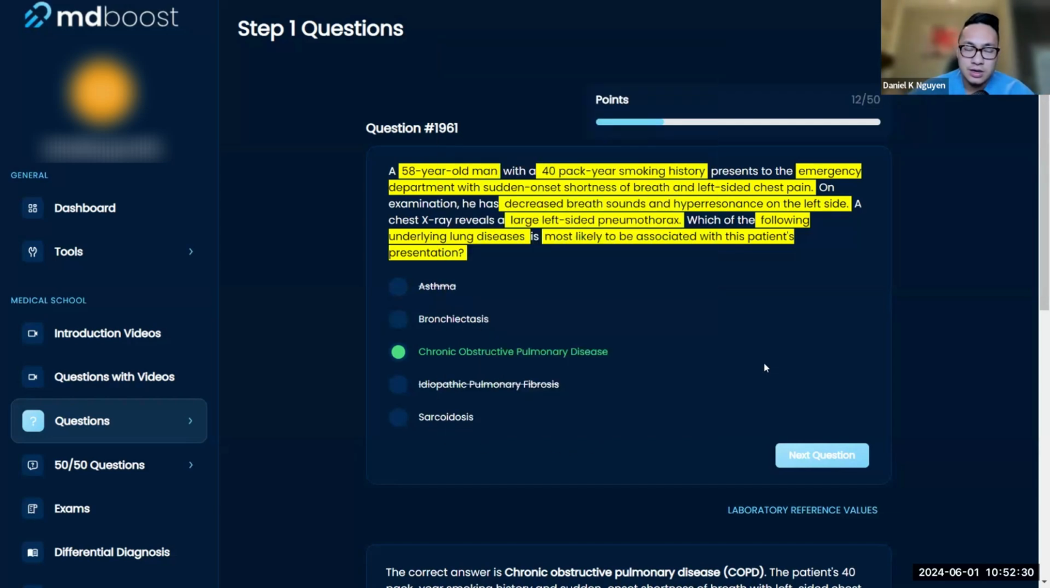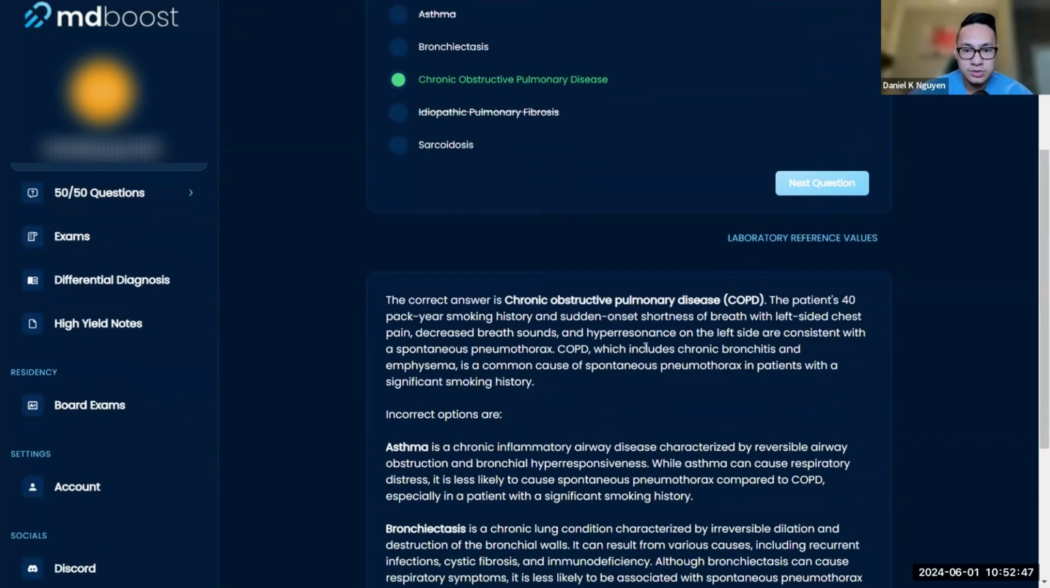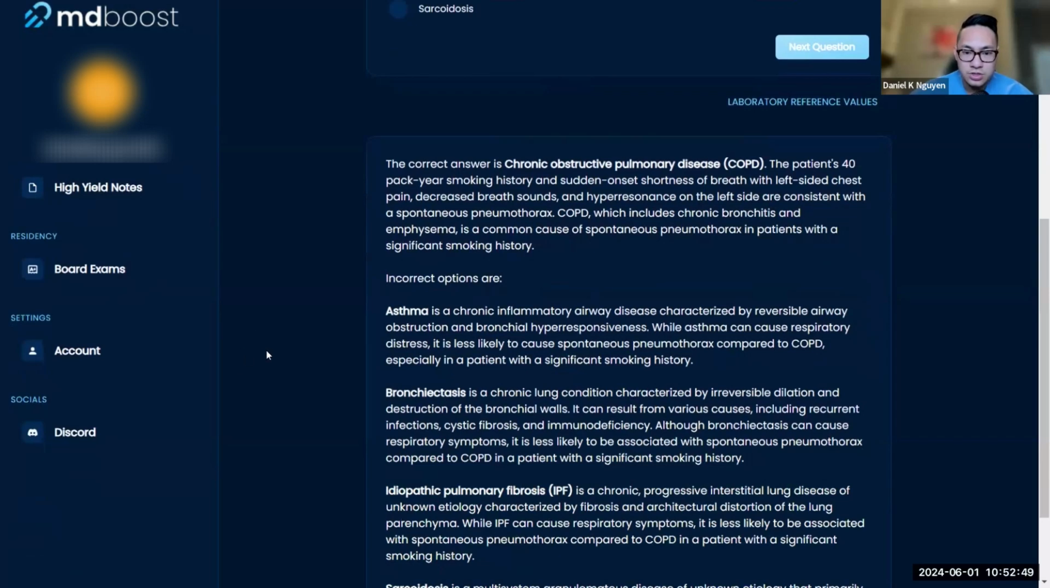Sarcoidosis is going to be an autoimmune disorder, right? So you're going to have other things like hilar lymphadenopathy, right? It's more of a restrictive kind of lung disease. You can have skin disorders. You can have all sorts of things with sarcoidosis. It doesn't really fit a smoking history. So yeah, COPD is going to be your best answer choice here, right?